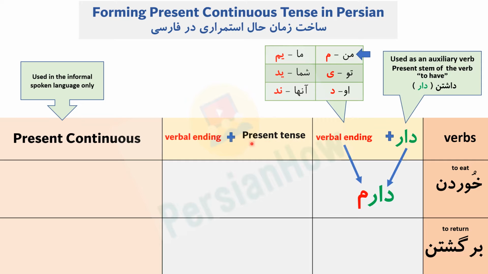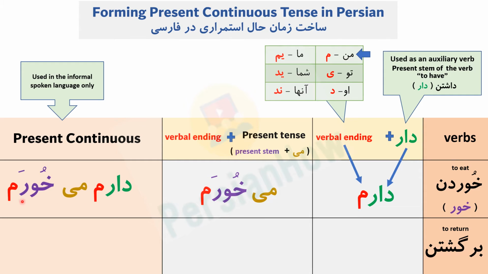And then we need the present tense. So what's the verb? The verb is خوردن. How do we form present tense? We need the prefix mi plus the present stem. What is the present stem of خوردن? Is خور. So mi, خور, and then we said, let's say man is the subject. So this is the verbal ending for man. میخورم. دارم میخورم. You see? دارم میخورم. So this is present continuous, which means I am eating.